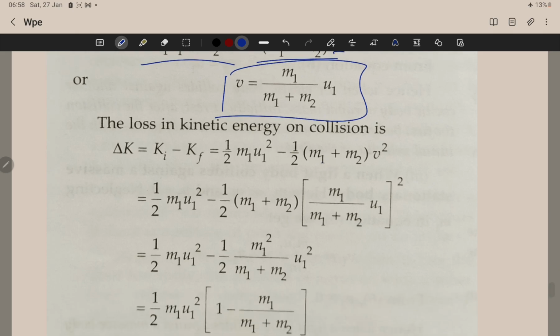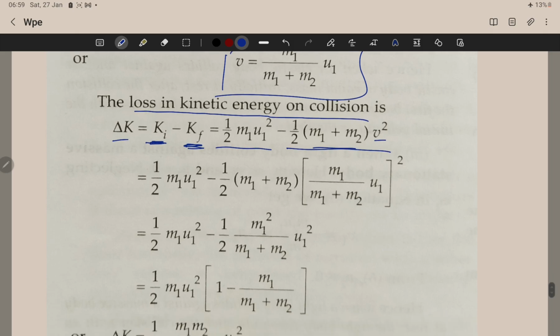And we know that in inelastic collision there is a loss in kinetic energy. So we find the loss in kinetic energy by subtracting, initial minus final, because there is a loss, so initial is more and final is less. Initially it is half m1 u1 square, because u2 is 0, so there is no kinetic energy in the second body, it is at rest. After that, the masses get joined and the velocity becomes common, so this becomes half (m1 + m2) v square.